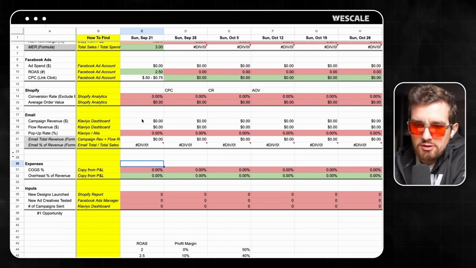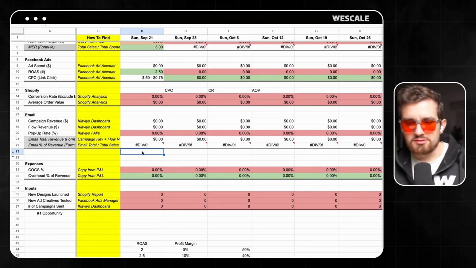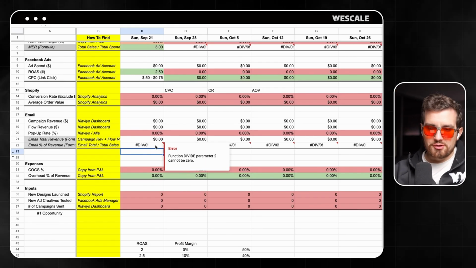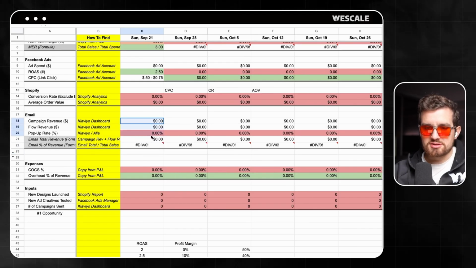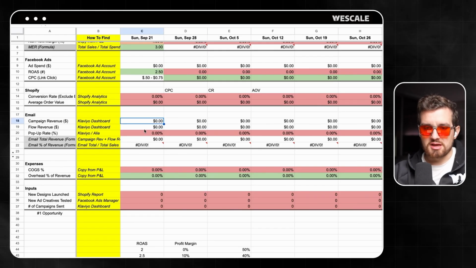And then we look at our email performance. What we're aiming for in terms of our email revenue, as we talked about in the email training, is 25 to 30% of revenue. Now, it takes some time to build up to that, but we're looking for roughly 50% of that to come from our flows and 50% to come from our campaigns.